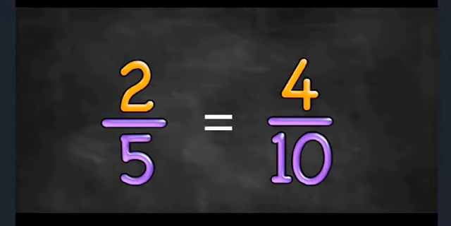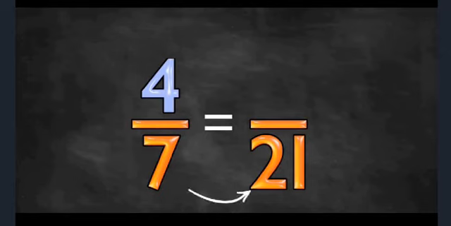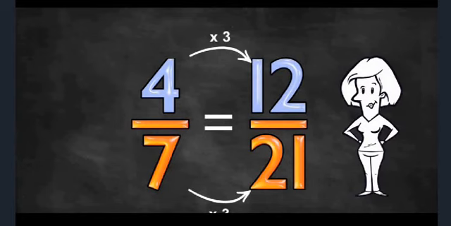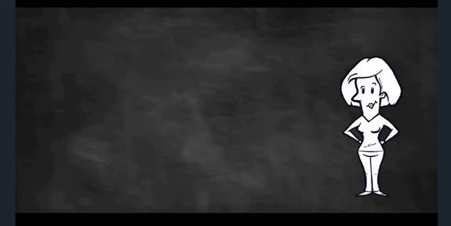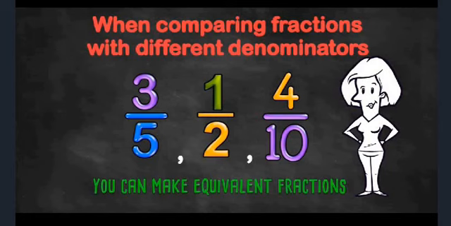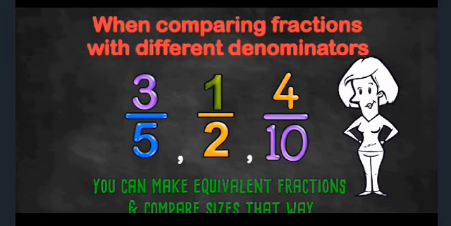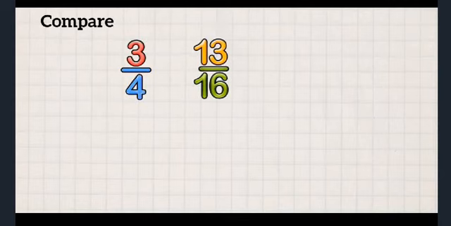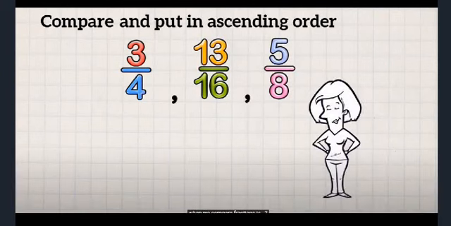You have made equivalent fractions and completed equivalent fraction pairs, and you got nice and confident with it. Now it's a moment to pay off for you. When comparing fractions with different denominators, you can make equivalent fractions and compare sizes that way. Compare 3/4, 13/16 and 5/8. Compare and put in ascending order. Ascending means from smallest to largest.